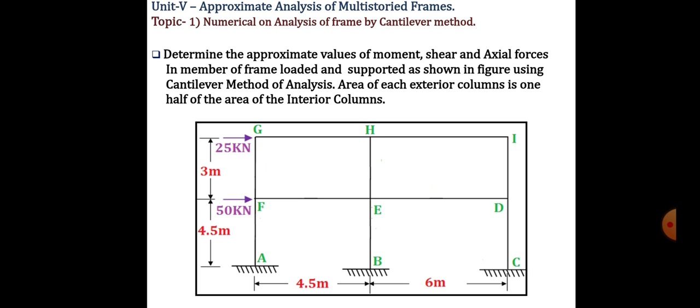The numerical statement is as follows: determine the approximate value of moment, shear and axial forces in the members of a frame loaded and supported as shown in the figure using the cantilever method of analysis. Area of each exterior column is one half of the area of the interior column. Now we have to find out the moment, shear force and the axial forces in the members by the cantilever method.